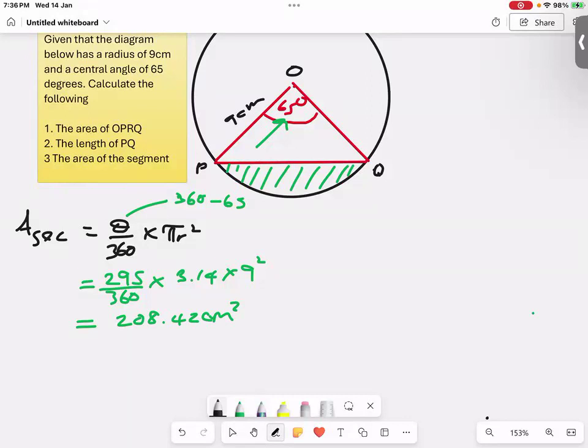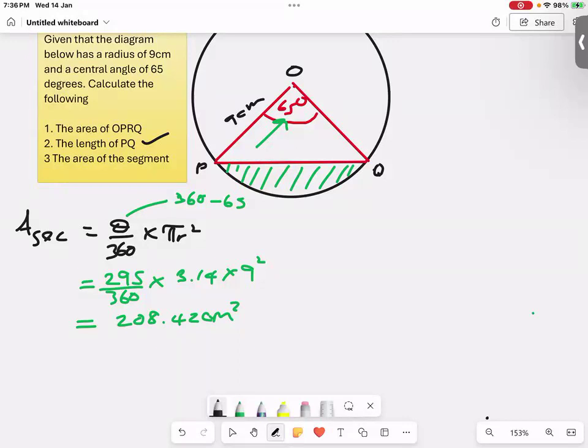All right. Now, that would be the area of the sector that they asked us to find. Now, pay close attention to this question. The length of PQ. Now, PQ can be interpreted two ways.